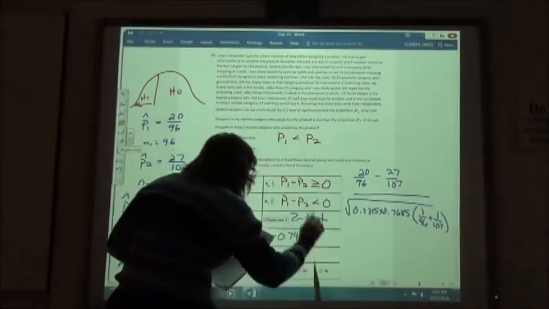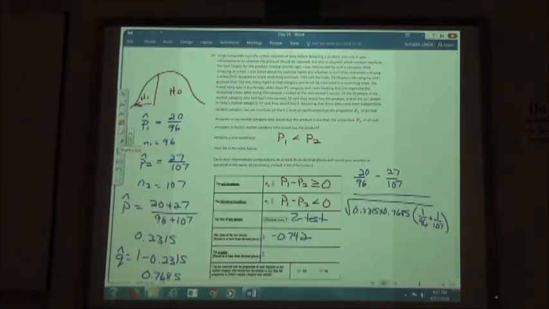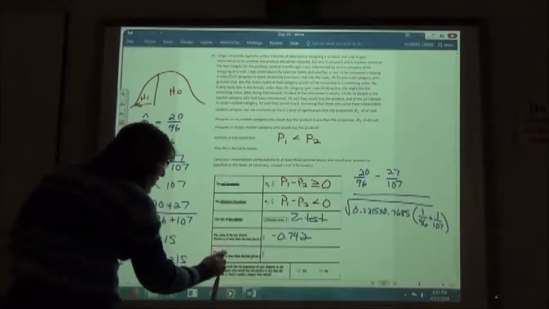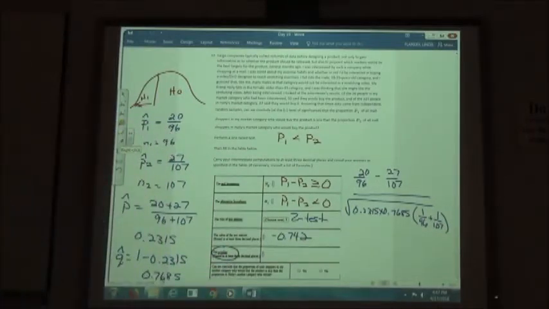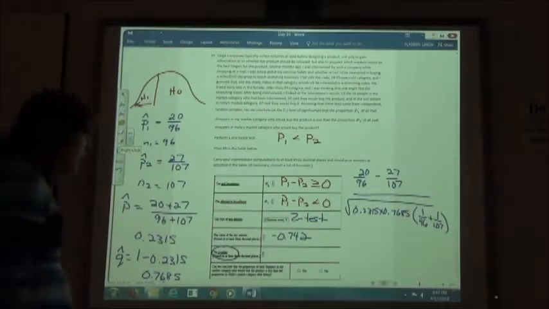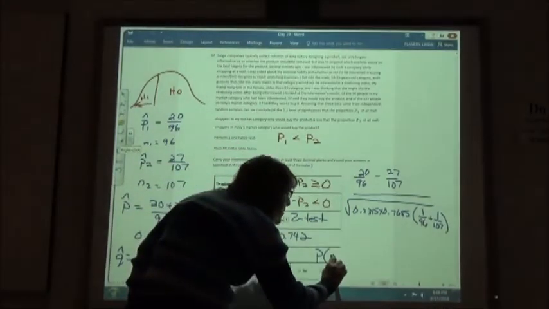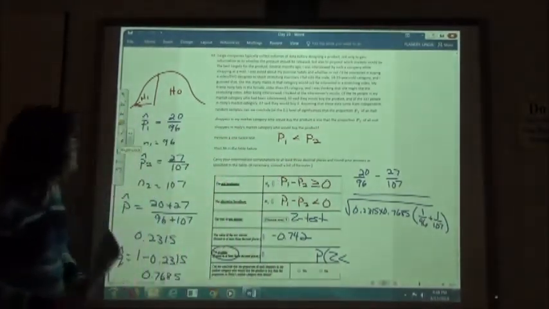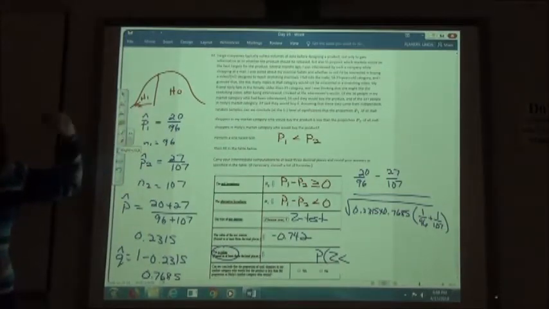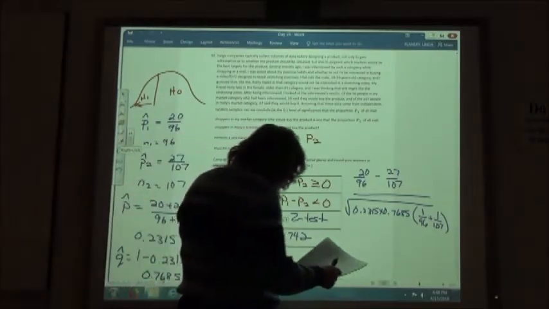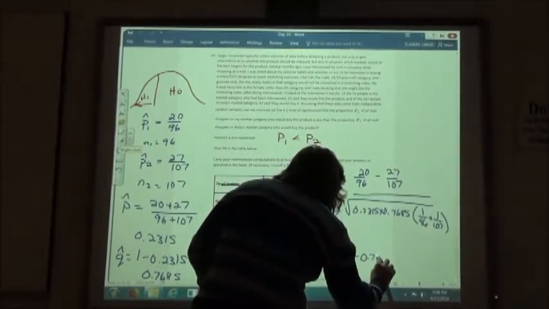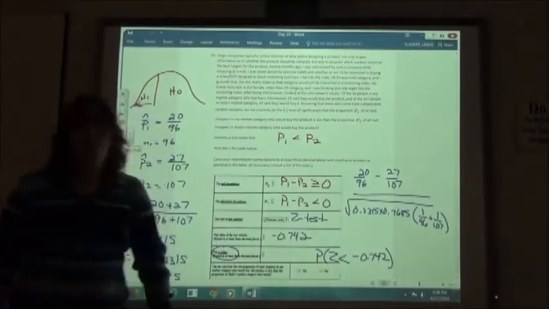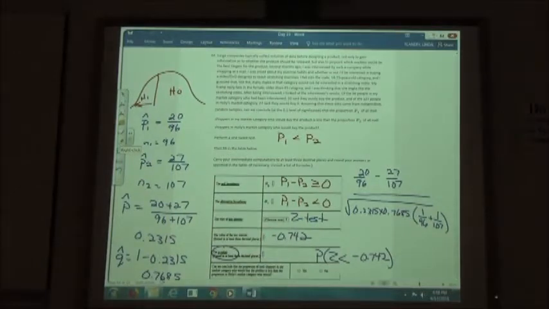-0.7421. So we'll round that off to negative 0.742, right? 3 decimal places. Negative 0.742. This one we are finding the p-value. Since we're doing the p-value on our calculator, it's P of z is less than. We are doing a left-tailed test, so we're just going to put P of z is less than our negative 0.742. We don't need the 1 minus since it's not a right-tailed test, it's a left-tailed test.